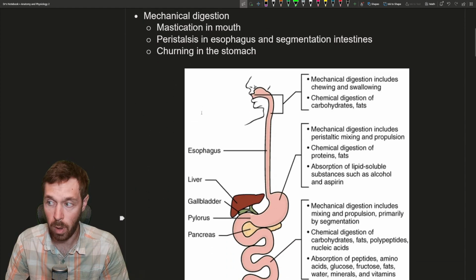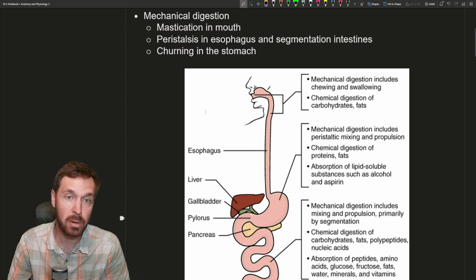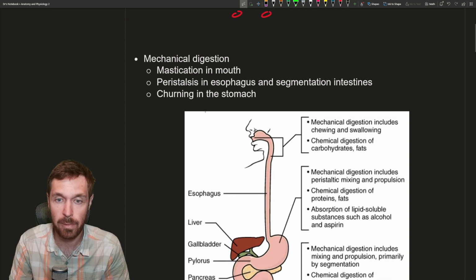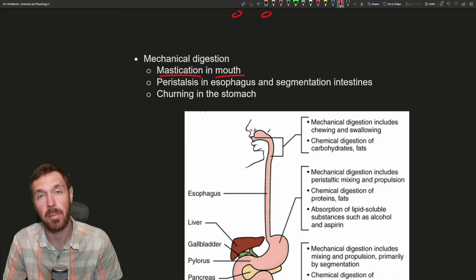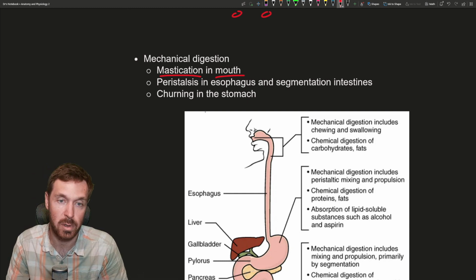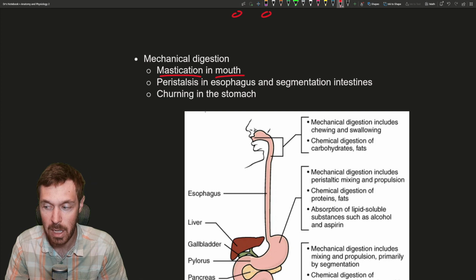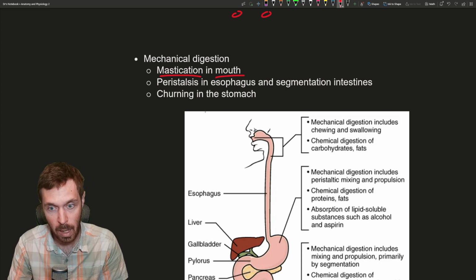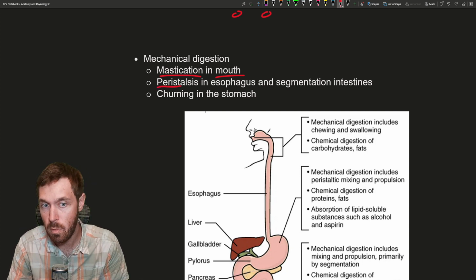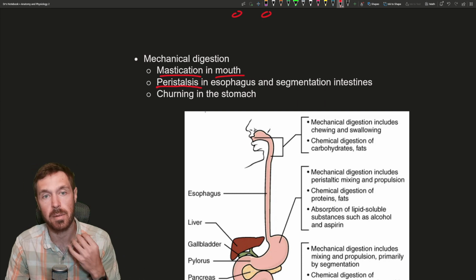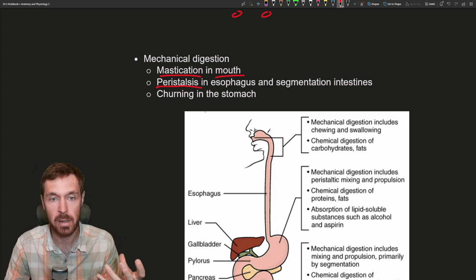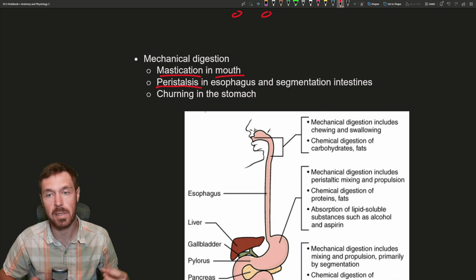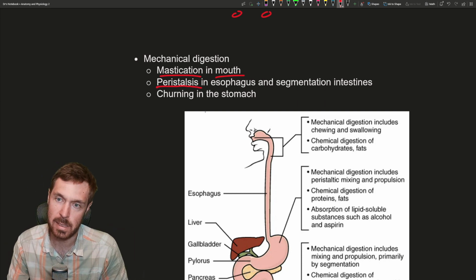Now, one first part of this is mechanical digestion. That's in the mouth, where that mostly takes place, and that's known as mastication. Remember, your masseter muscle is one of your main muscles of mastication. Then, to move all this stuff through your system, there's a wave called peristalsis. So peristalsis is the movement.